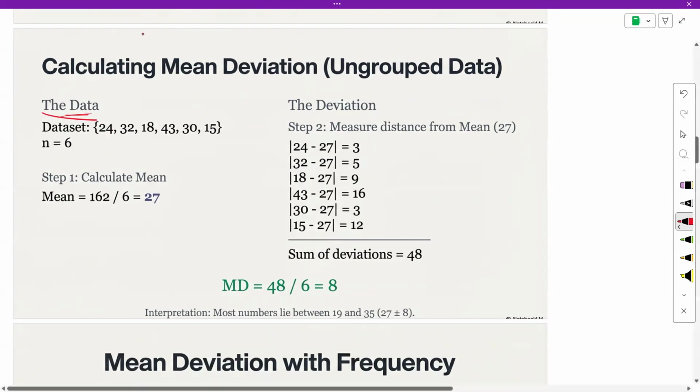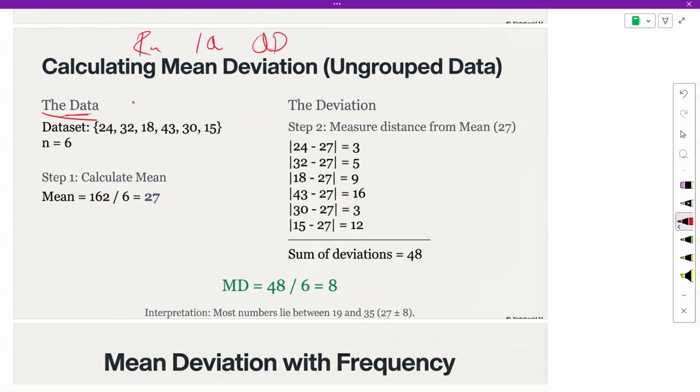For the quartile range, or interquartile range, or quartile deviation, we may need to arrange the data in ascending or descending order. But here, to calculate the mean deviation, we don't need to sort the data set. Right, here the data set is 24, 32, 18, 43, 13, 15, 30, 15.